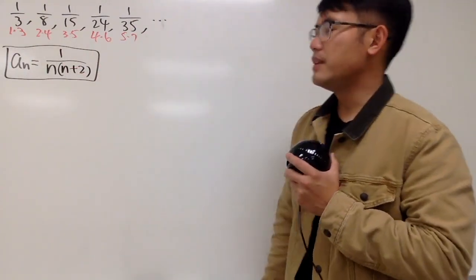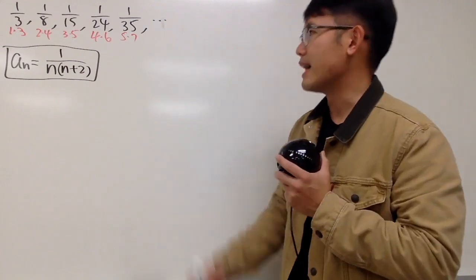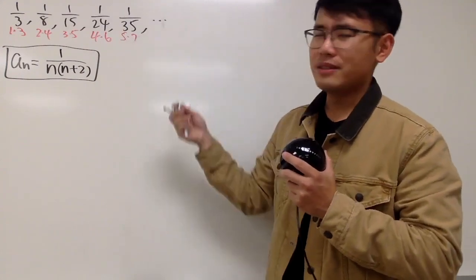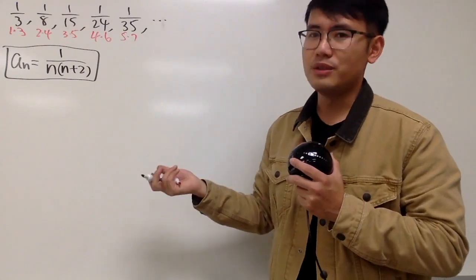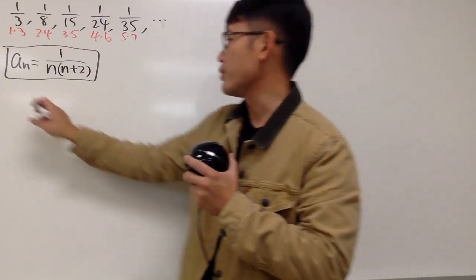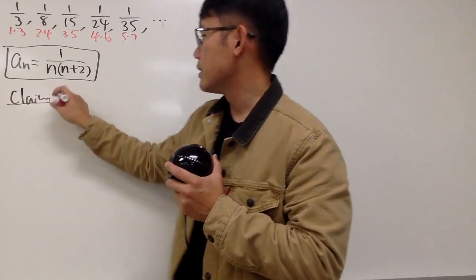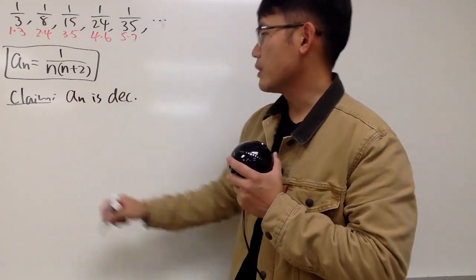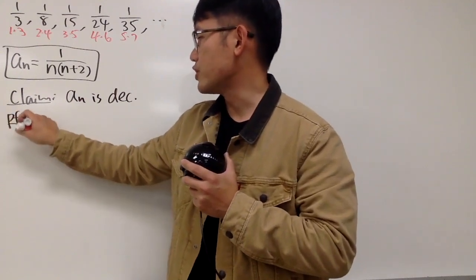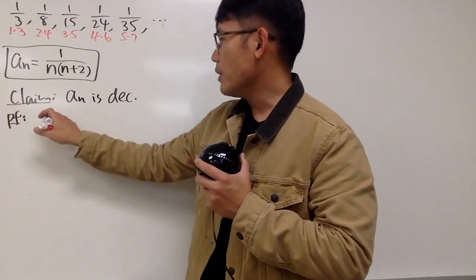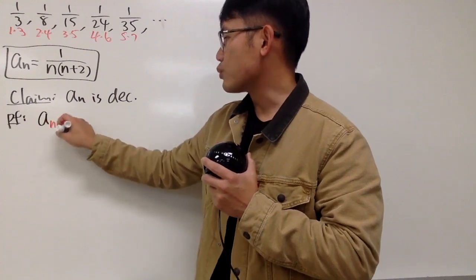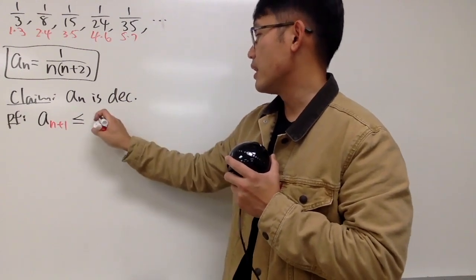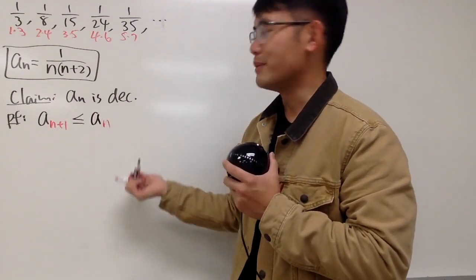And now let's talk about whether this is increasing or decreasing, or maybe not. As you can see, we have 1s on the top, right? So the denominator is getting bigger and bigger, so we know this is a decreasing sequence. But to show that, we are going to claim a_n is decreasing. Well, let's check, right? This little proof or check, up to you however you want to say it. Well, the definition is that a_(n+1), meaning the next term, has to be smaller than or equal to the current term, which is a_n.